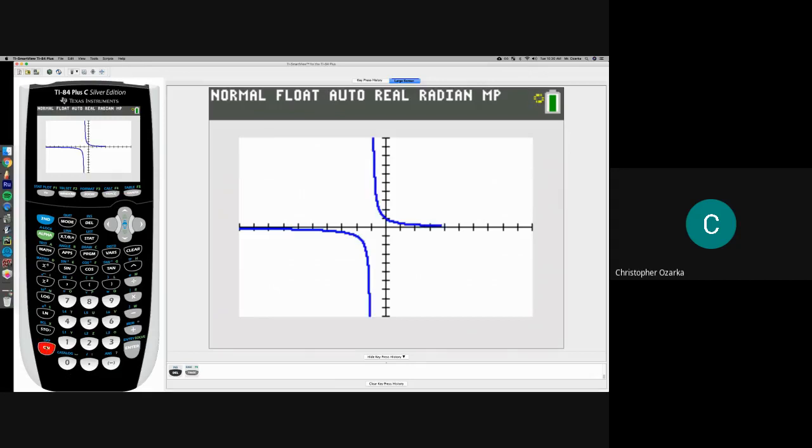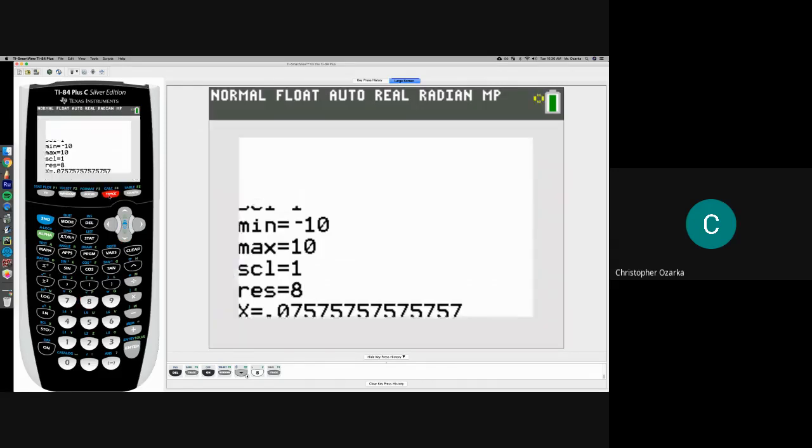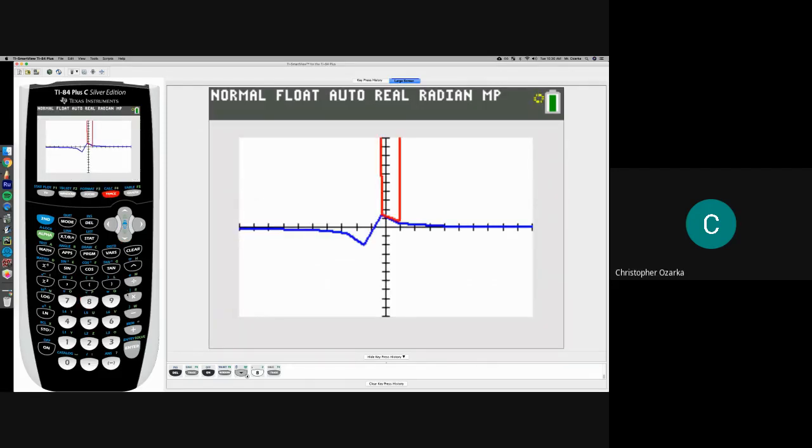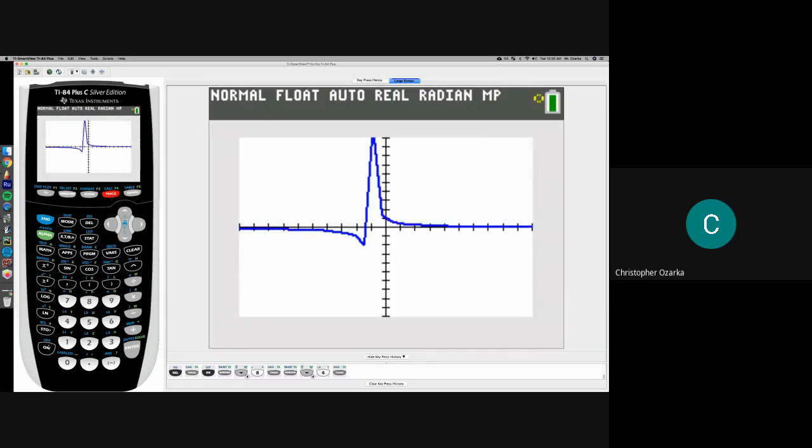Oh, okay. Here, I'm going to show you a quicker way of doing this. This should work better. If you hit Window and change XRes to 8, I think it graphs faster. So if I hit 8 here, it might graph real quick. No, never mind. It gets it all messed up. Sorry. This just takes a while. Maybe if we lower the 10 to something else. Let's try 4. Nope.